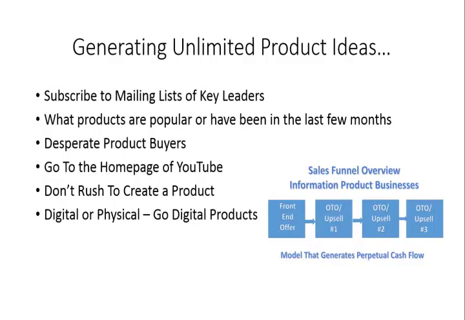So, in continuing our discussion on generating unlimited product ideas, one of the things you can do is subscribe to mailing lists for key leaders. You want to start thinking about, and we talked about this at the beginning, what products are or have been popular over the last few months. You're looking for the kind of products that basically identify desperate buyers. These are people who need to have a problem solved, and they buy product after product until they get the answer.